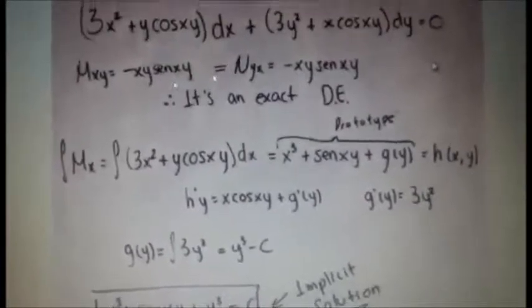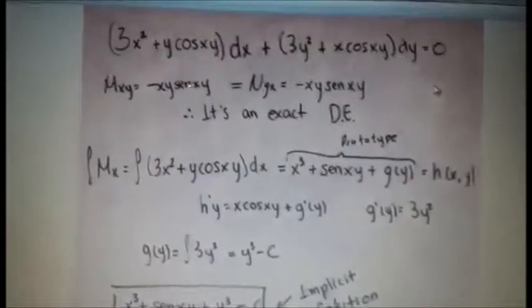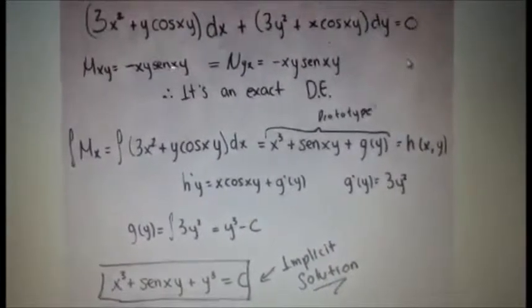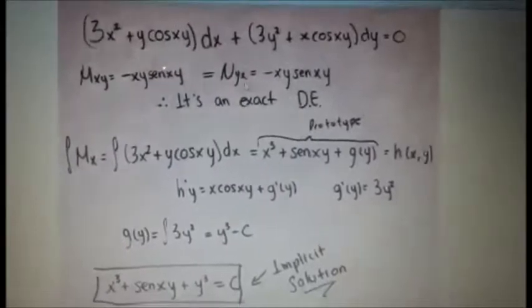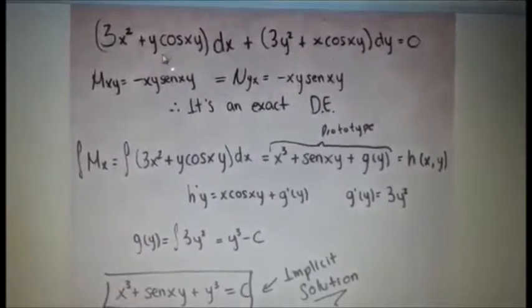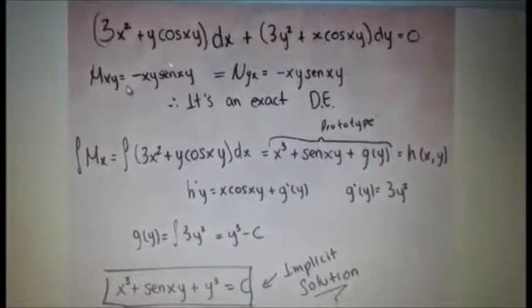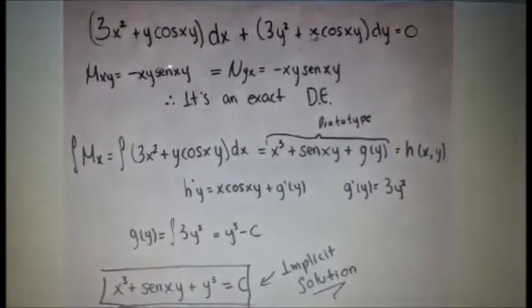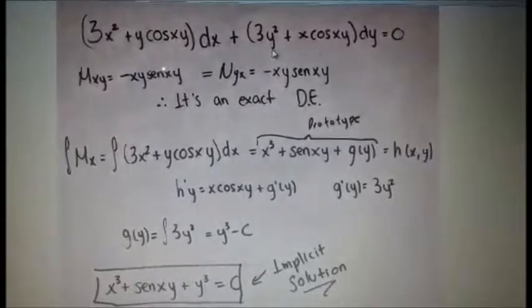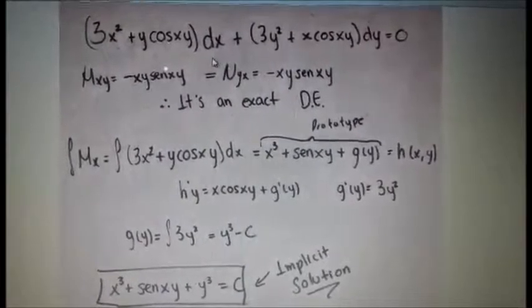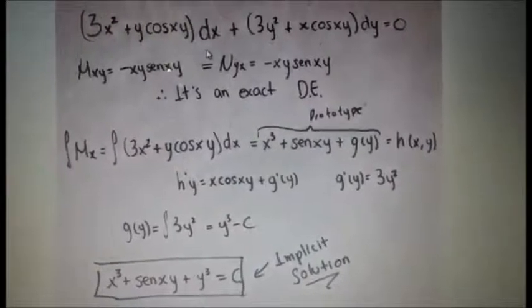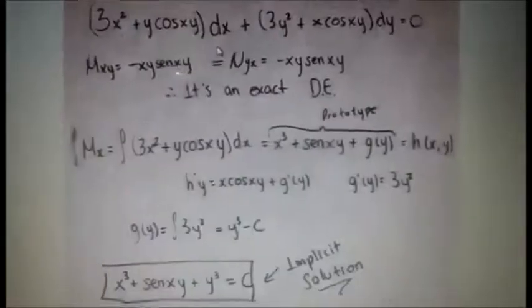To solve this differential equation, we have to prove that it's an exact differential equation. So first we derive our term M, which is this one, in terms of y, and this result is the same as if we derive our term N with respect to x. So they are the same, and that is proof that it's an exact differential equation.